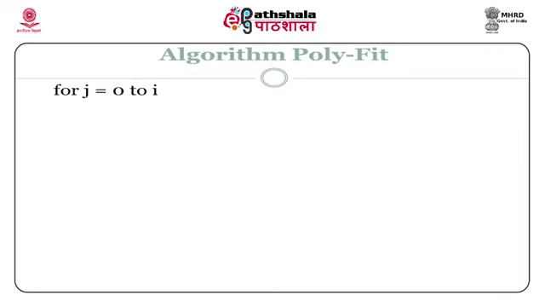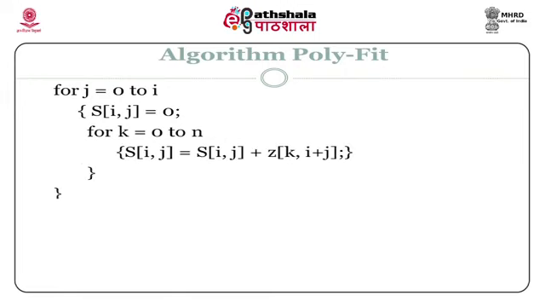So for j equal to 0 to I, this is also included in the initial for loop, for I equal to 0 to m, and now we are taking for j equal to 0 to I, we are getting Sij, because we are taking only the lower triangular part. So Sij equal to 0, and for k equal to 0 to n, we will get Sij equal to Sij plus zk I plus j. So that is how we get those summations also.